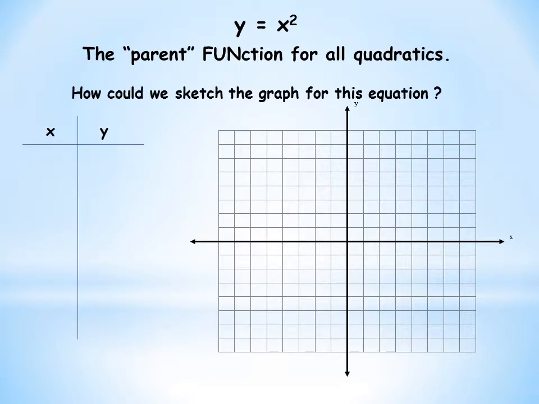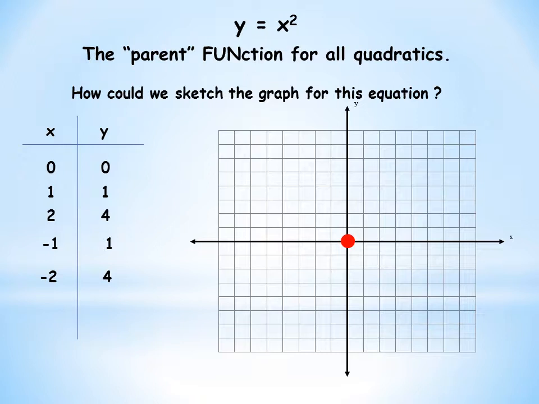All right, so let's pick some values for x and then solve for y. So if we said x was 0, plugged it in, 0 squared is 0, so y is 0. If we picked 1, 1 squared is 1. If we picked 2, 2 squared is 4. But we could also pick negative numbers. So negative 1 squared is negative 1 times negative 1, so that would still be positive 1. Negative 2 squared would be 4.